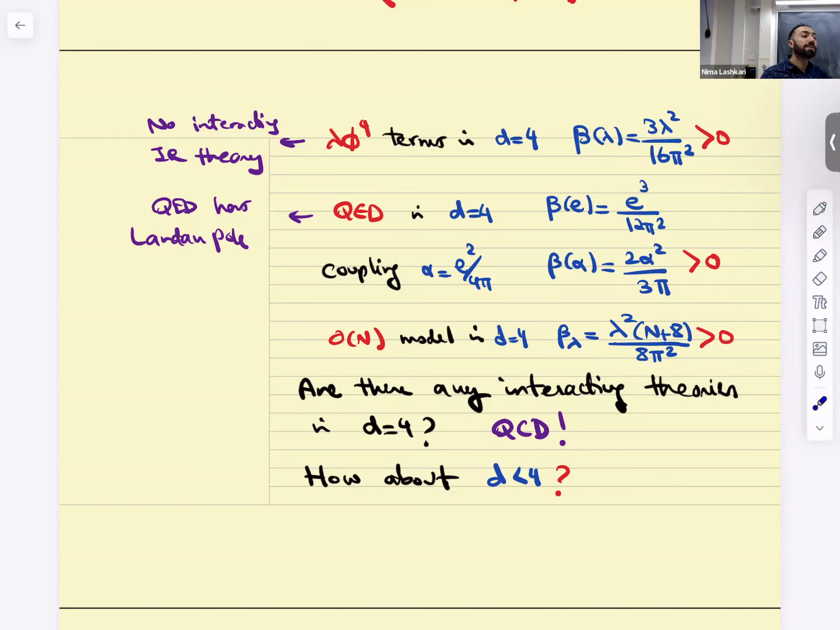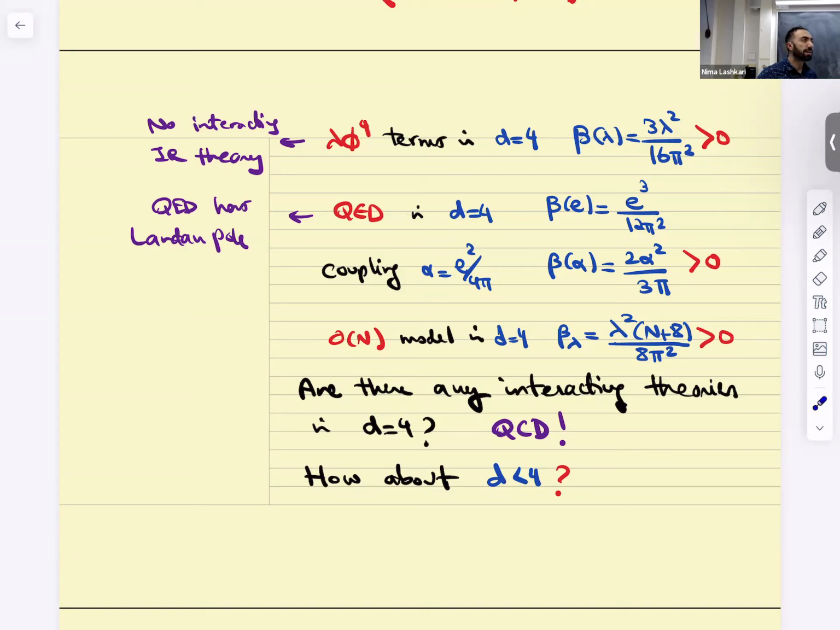The only example that was left that people hadn't calculated the beta function for was non-abelian gauge theory, QCD in particular. At the time, people didn't know QCD was the right description, right? There was a zoo of particles that people were discovering in collider physics, and QCD was one of the contenders, a theory that we had. There was a heroic calculation of the beta function in QCD.